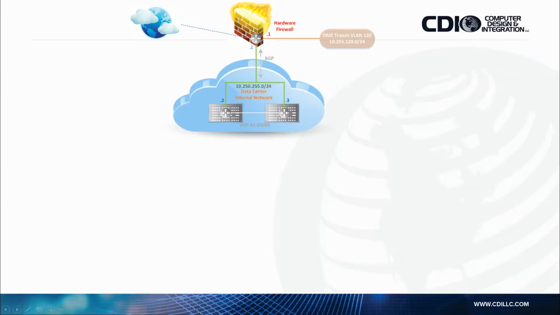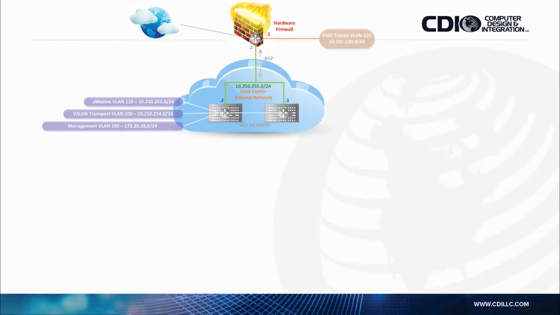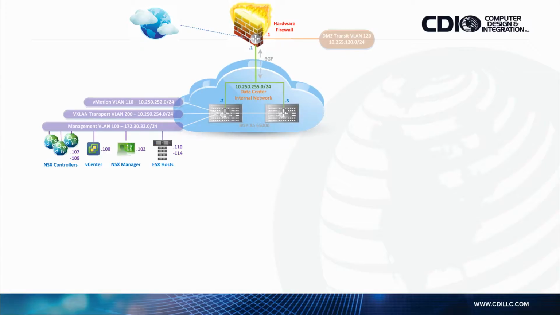A number of those networks are the networks we need to support our NSX implementation, as well as our vSphere implementation. So these networks are a VLAN for vMotion, which is here VLAN 110, a VLAN for the VXLAN transport, which is a requirement, here being VLAN 200, and the management VLAN. The management VLAN in my design, for sake of simplicity, will host the three NSX controllers, here using .107 through .109 on the 172.30.32 subnet.